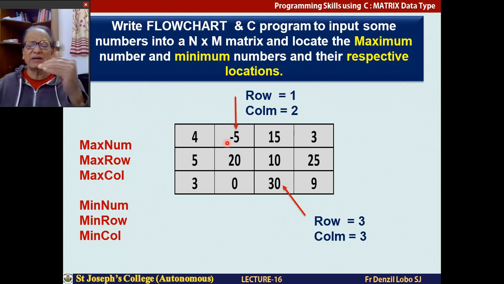So every time you have to ask twice: is Aij greater than max number? If so, you assign Aij to max number and i to max row and j to max column. Similarly for min number. At the beginning you have to assign the first element to both max number and min number, and then inside the loop ask if Aij is less than min number, then you assign that number to min number and i value to min row and j value to min column. So this is what you have to do. Write the flow chart and C program to do this.